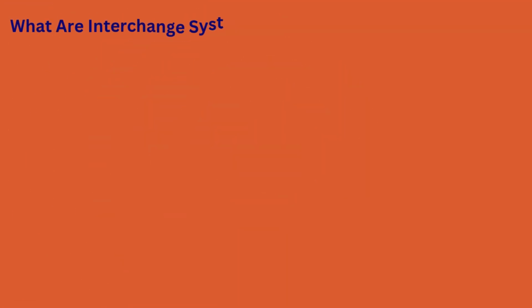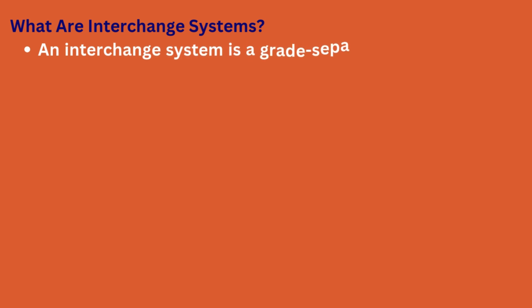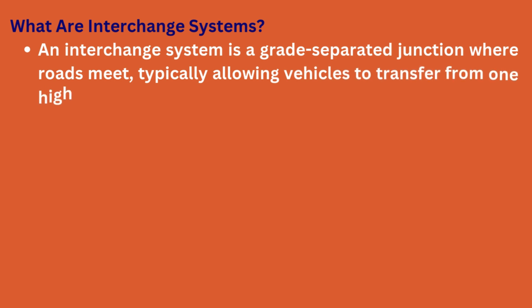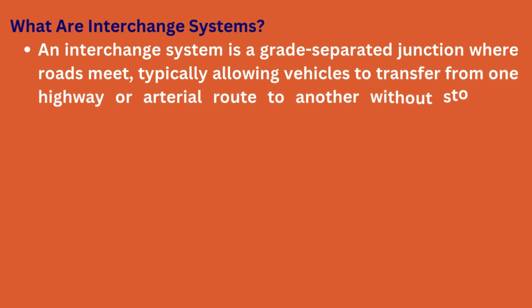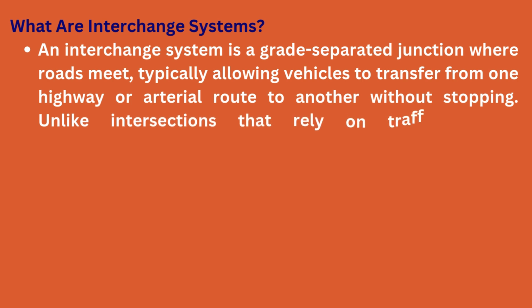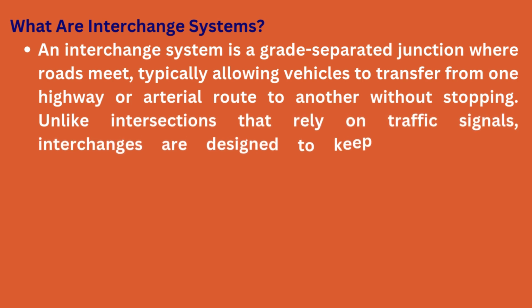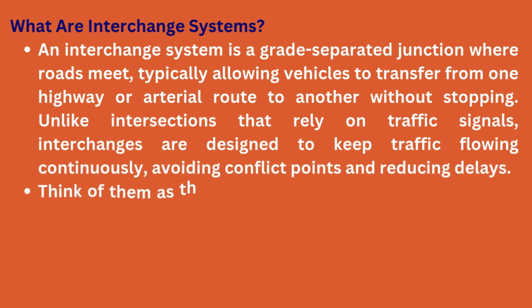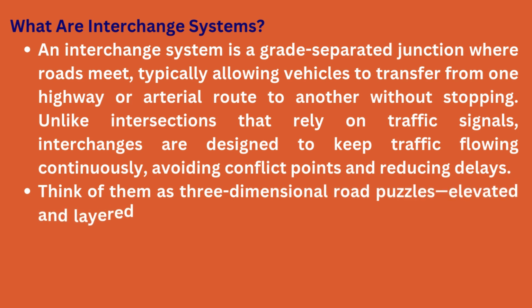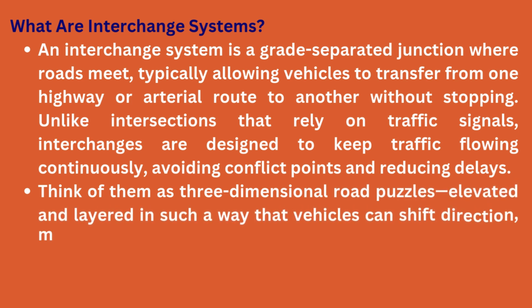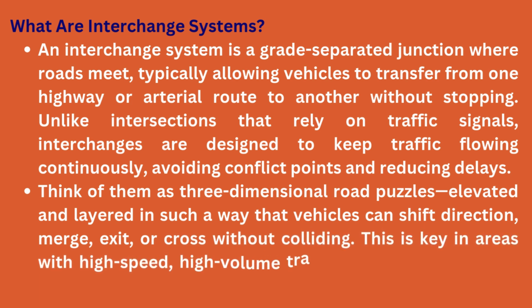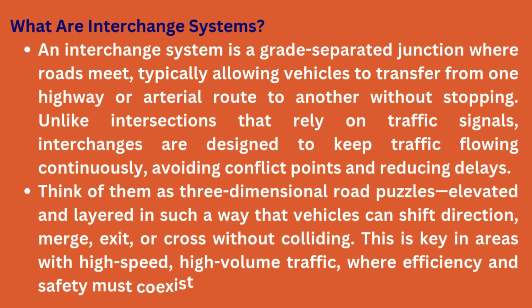What are interchange systems? An interchange system is a grade separated junction where roads meet, typically allowing vehicles to transfer from one highway or arterial route to another without stopping. Unlike intersections that rely on traffic signals, interchanges are designed to keep traffic flowing continuously, avoiding conflict points and reducing delays. Think of them as three-dimensional road puzzles, elevated and layered in such a way that vehicles can shift direction, merge, exit, or cross without colliding. This is key in areas with high-speed, high-volume traffic, where efficiency and safety must coexist.